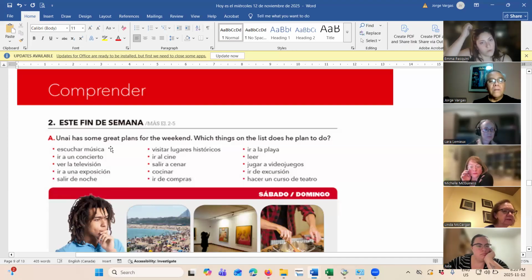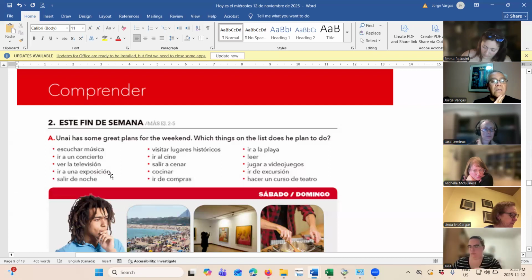Escuchar, to listen to music? Correcto. Escuchar, from now on, Linda, that is your verb to say to listen. Escuchar la música, to listen to music. So to go to a concert, to watch TV, to go to an exhibition, and then to go out at night. Could we go with the middle column?